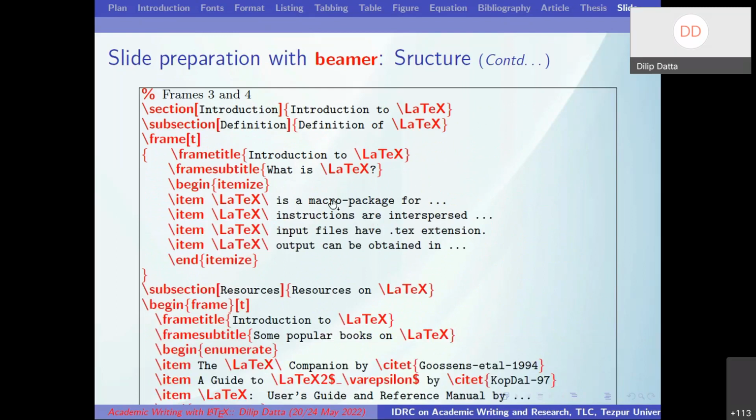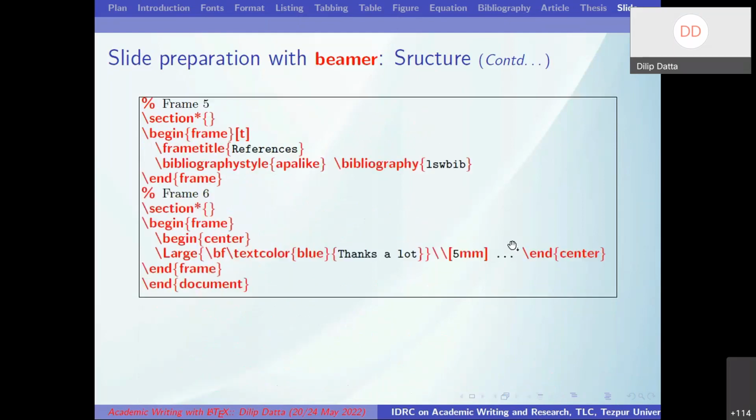Then we may come to produce our main contents which we are going to present. Say here frame 3 and frame 4 are shown. Frame 3, say introduction to LaTeX. First definition of LaTeX. Then about LaTeX: LaTeX is a macro package. Input files have .tex extension, many of which I presented to you. Then next slide, slide number 4, resources: introduction, some popular books on LaTeX, such things are written.